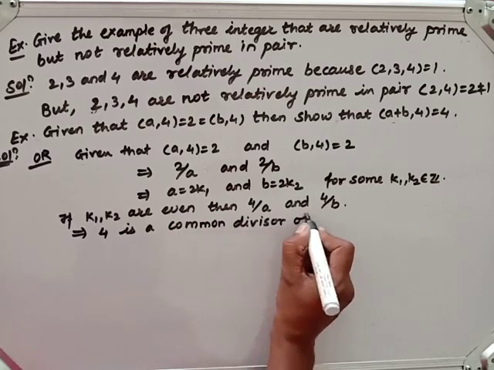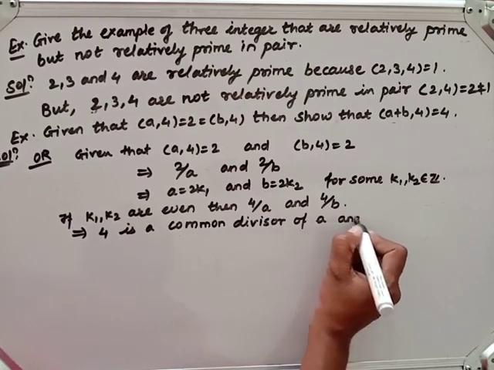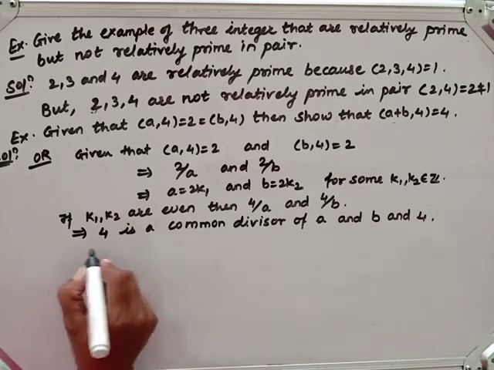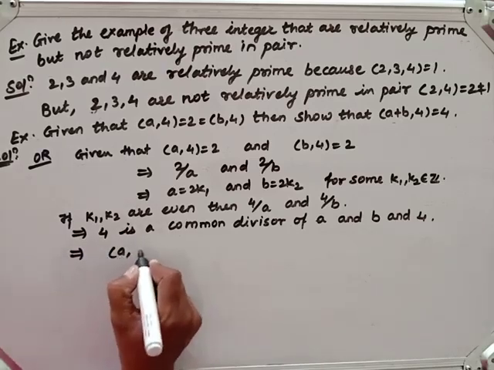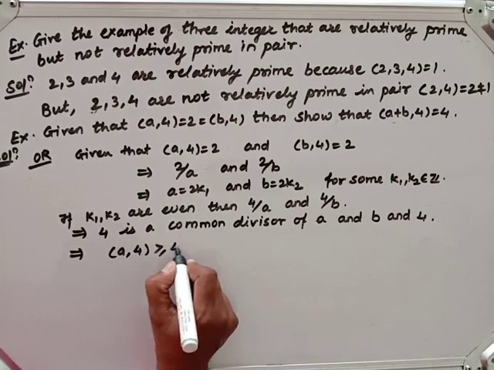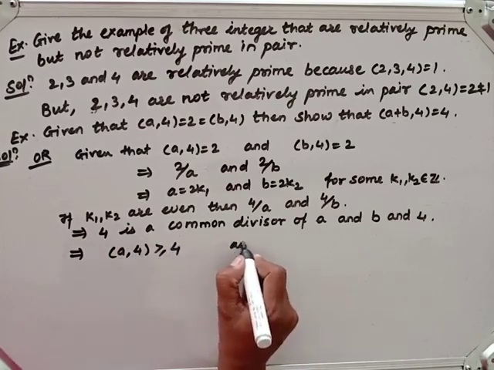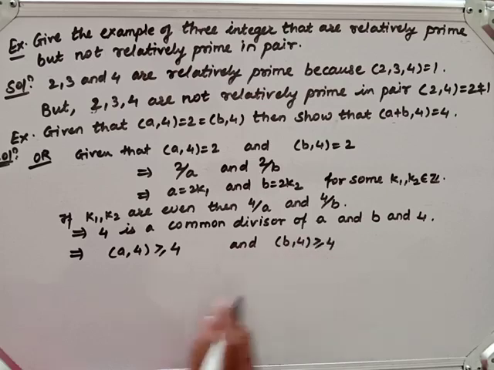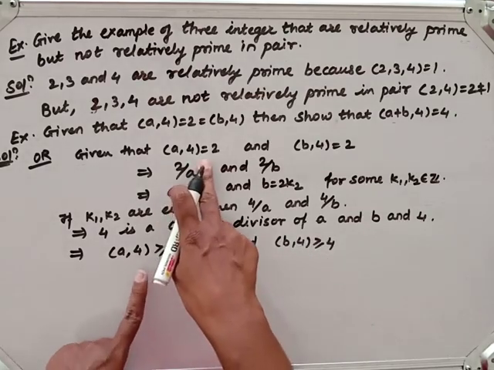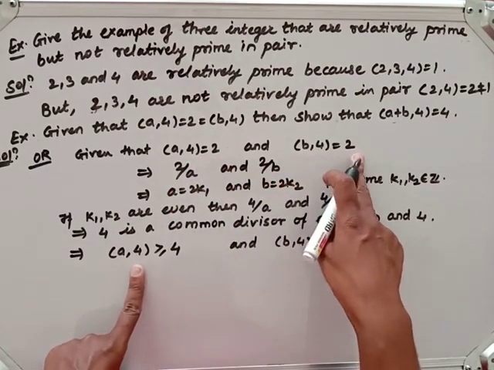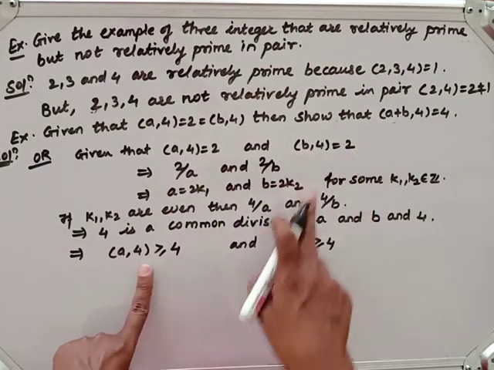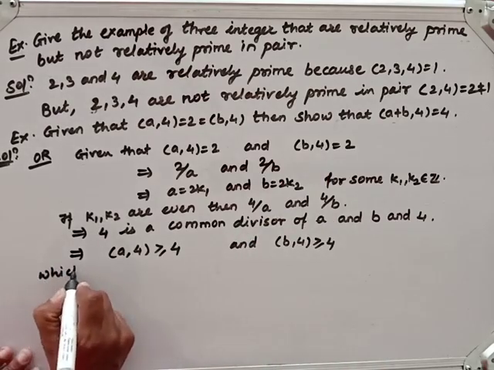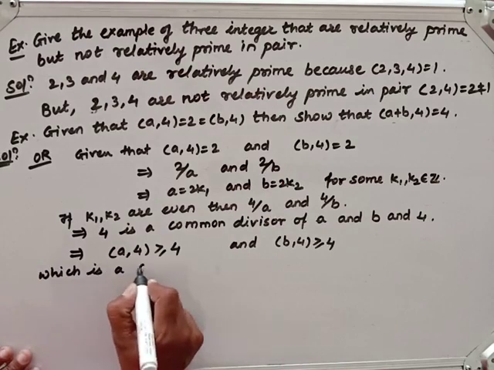And of 4 also. So this says GCD of a and 4 will be greater than or equal to 4, and GCD of b and 4 is also greater than or equal to 4. But we know GCD of a and 4 is 2, and GCD of b and 4 is also 2. So this is a contradiction to the given thing.